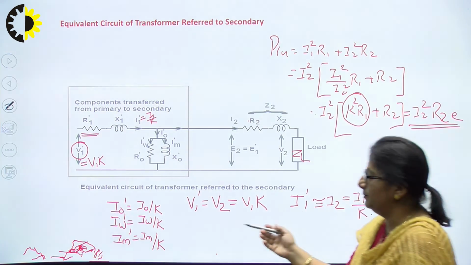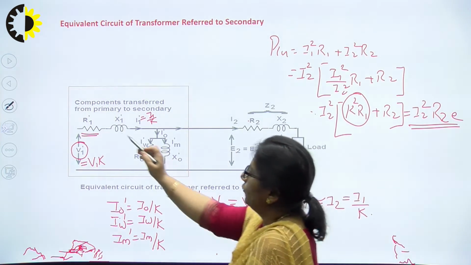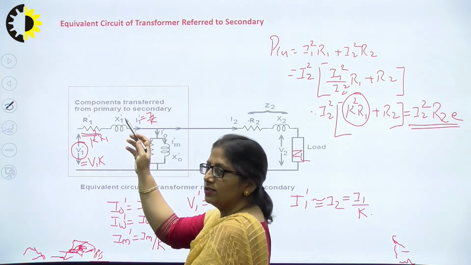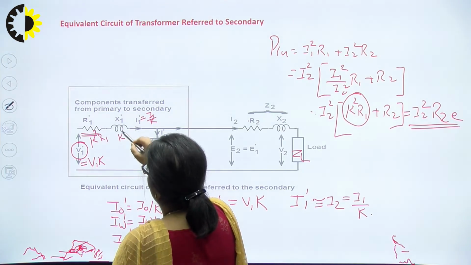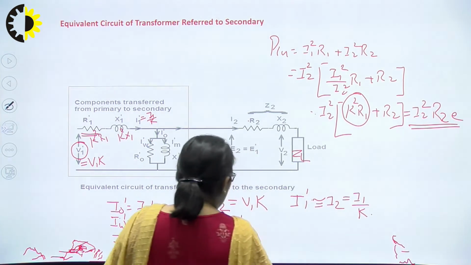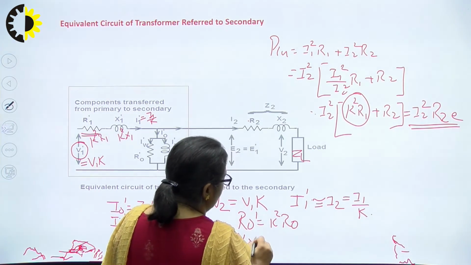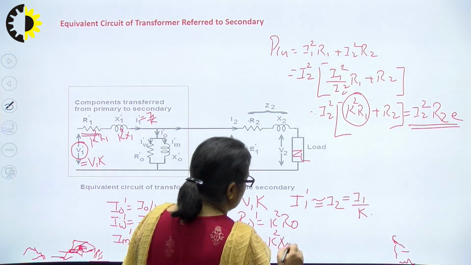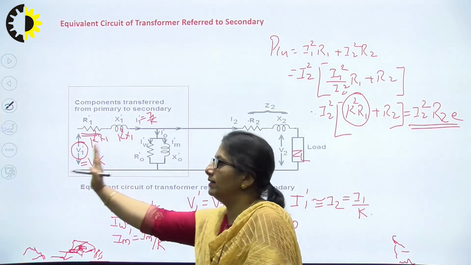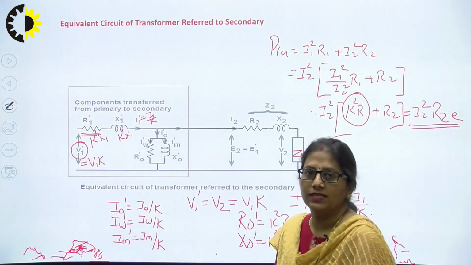So, if you just see here, the value of R1 dash can be given as K square R1. Similarly, X1 dash, the leakage reactance, will be given by K square X1, right? R0 dash can be given by K square R0. X0 dash will be given by K square X0. So, we have covered all the parameters of the primary side and referred them towards secondary.